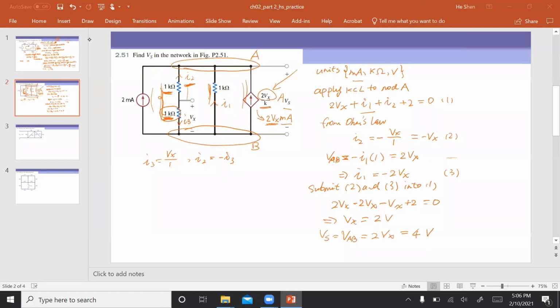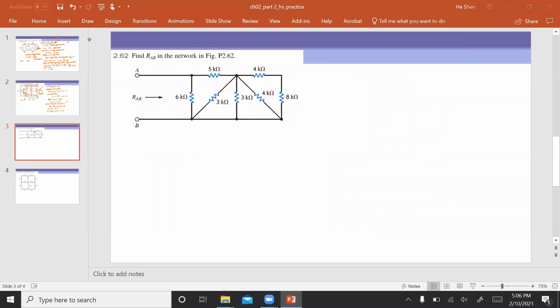All right, let's look at the next example. In the next example, we're going to find RAB in the network. So we learned 2 different ways to solve this problem, right? If you can see the connection right away, then everything will be easy. And if you cannot see the connection, then I would recommend you draw the equivalent circuit diagram. Assume that I cannot see the connection, I will draw the circuit diagram.